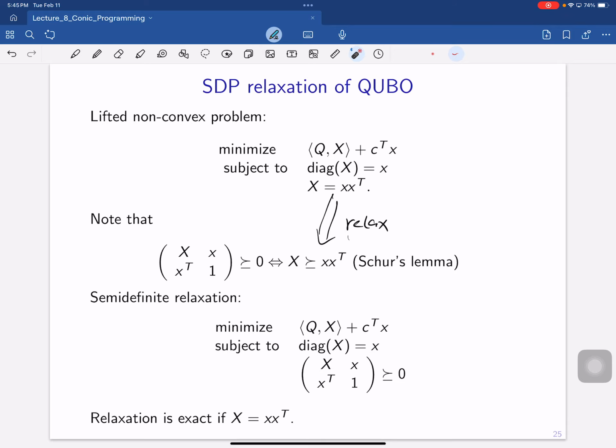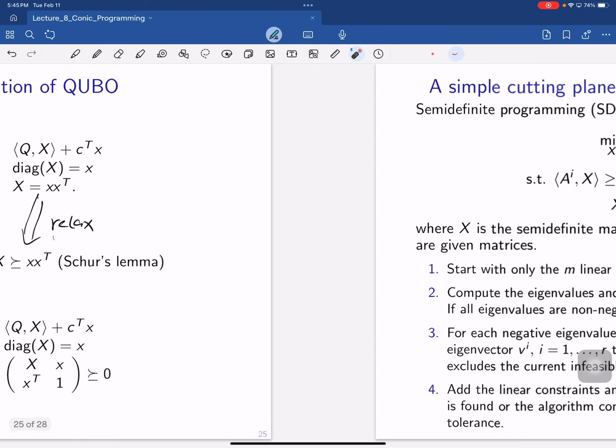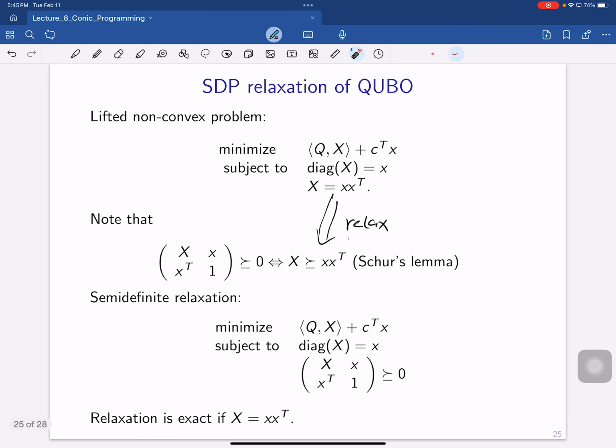Now, let's see, any questions here? Again, I will revisit this concept. If you have a non-convex problem, you can have a convex relaxation. Here, the convex relaxation happens to be a semi-definite program.